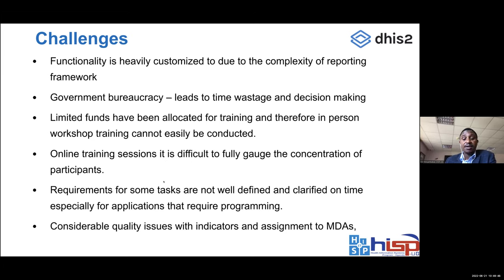Then, like I mentioned in number 2, 3, requirements for some of the tasks have also not been well defined and clarified, especially where the application requires programming. And then there are still some considerable quality related issues with indicators and assigning MDAs. So those are some of the highlighted issues.